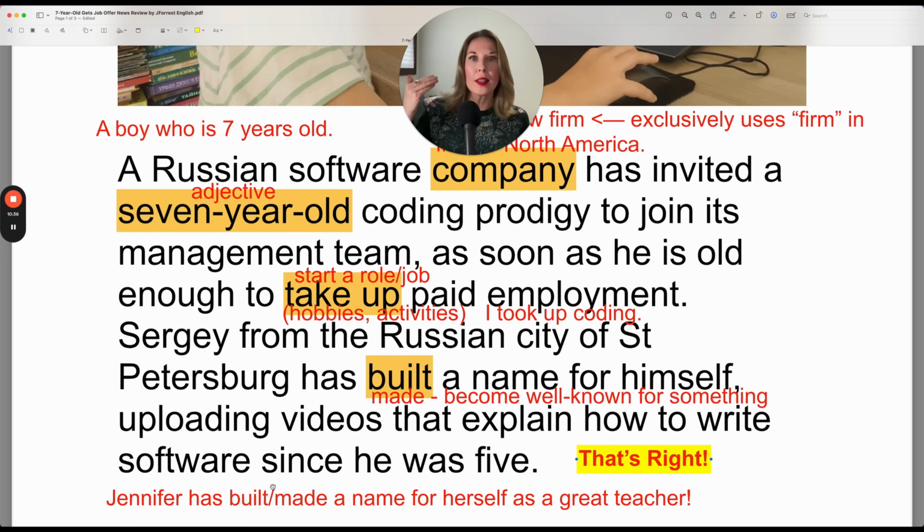Now, I could put this in the present continuous to say it's an action in progress. Jennifer is making, Jennifer is building a name for herself as a great teacher. So again, put that's right if you agree with this in the comments.